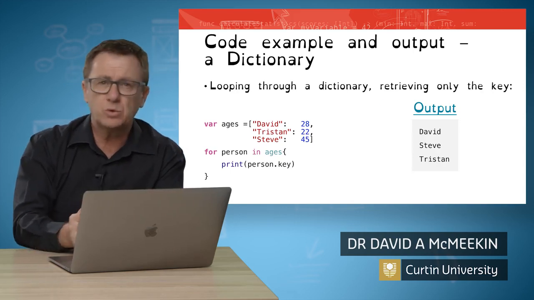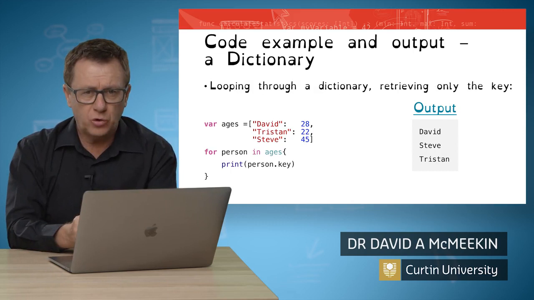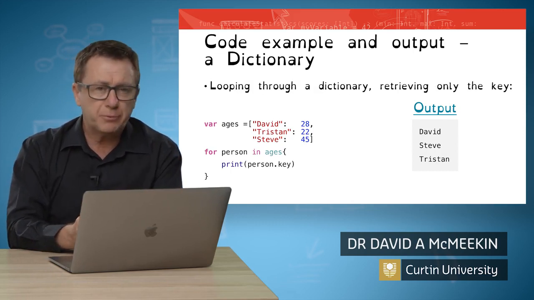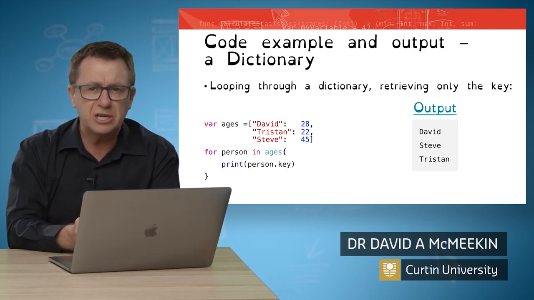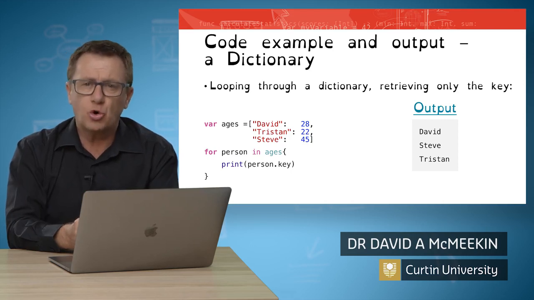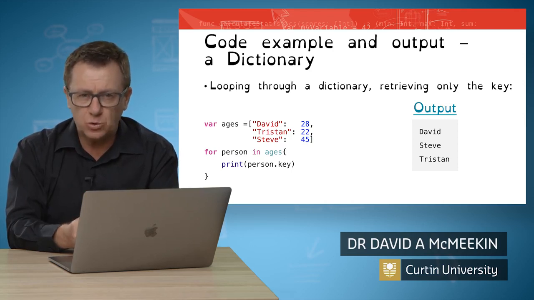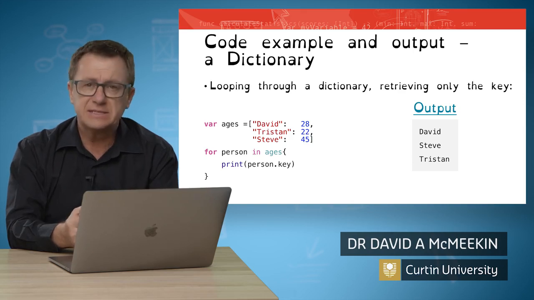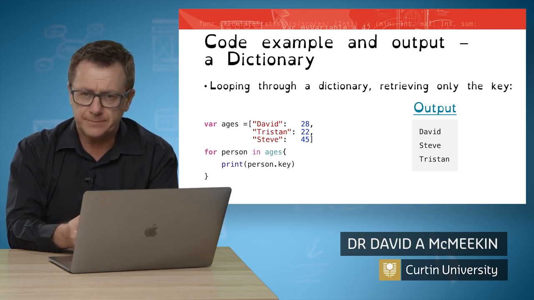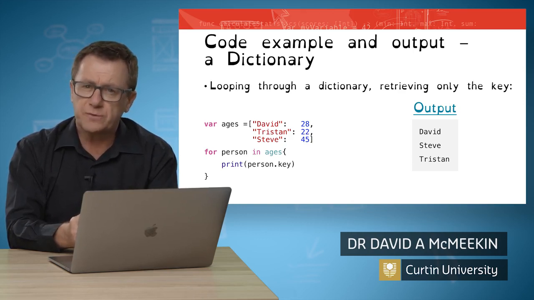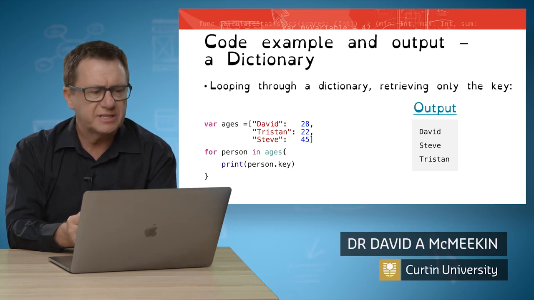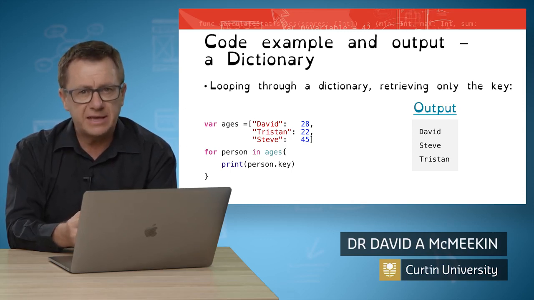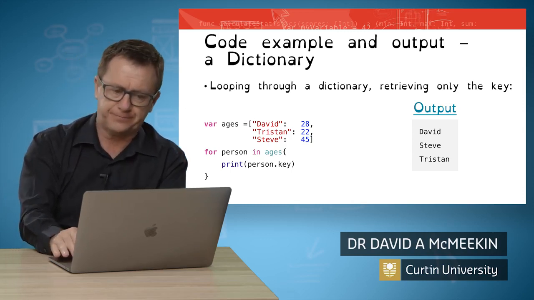Let's go one more step. Similar code. Our difference is in our print statement, we now say person.key. So all we want from this loop is the key value printed out. And we see that in the output. We have the keys David, Steve, and Tristan. We've used there the dot operator. So we've got person dot key, and there we get only the key.